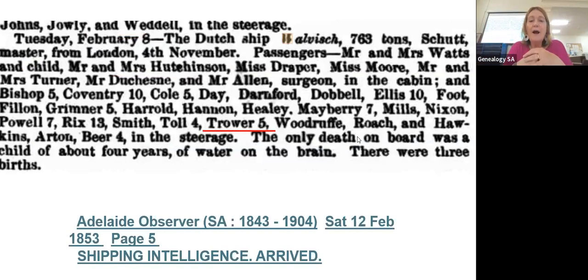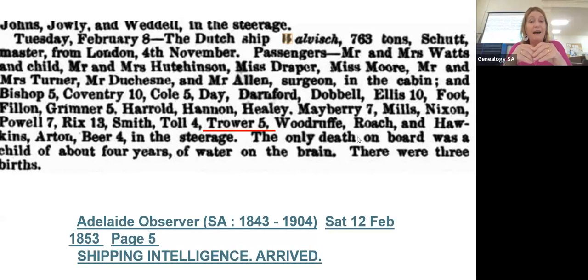And there they are, Trower 5. And this is where State Records got their records from. And now I know 5 Trowers arrived in 1853 on the Dutch ship, the Volvish. I had no idea there were 5 of them, not a clue. So now I've got to go do more work on the family history that's never done and find out who in the world are all these other Trowers.